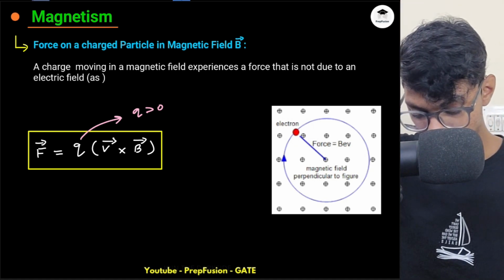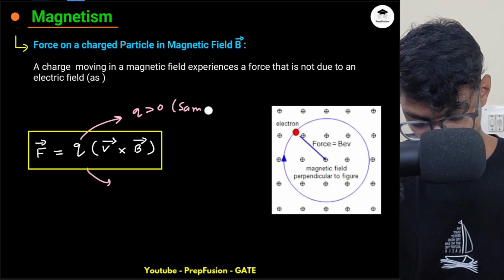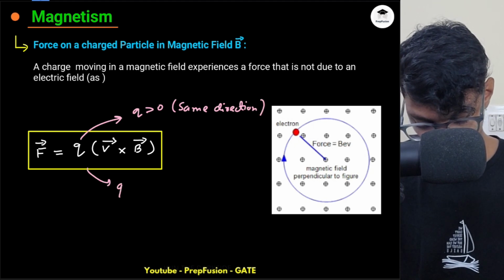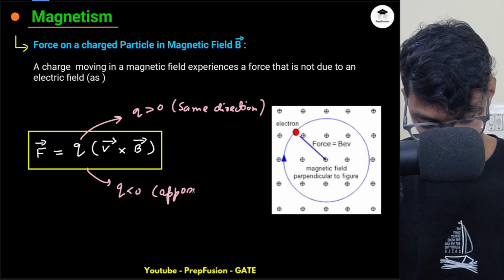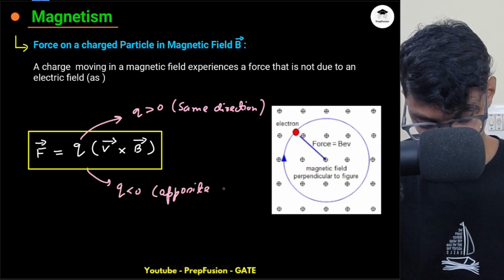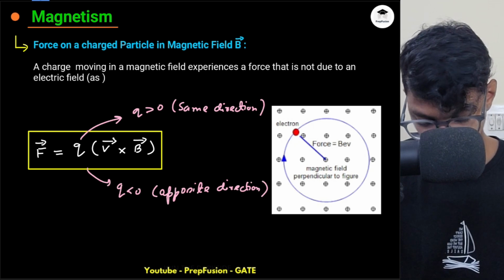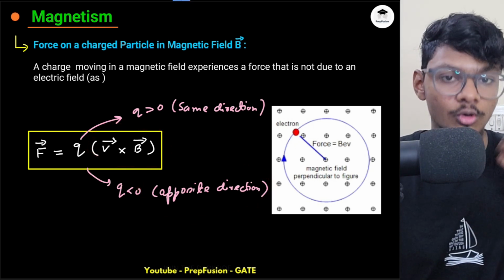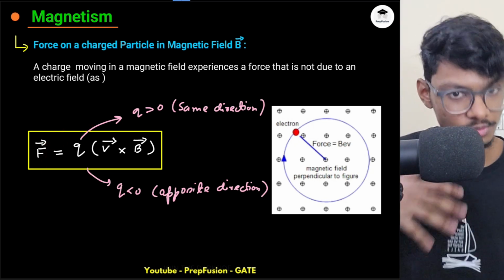And if Q is less than 0, it will be the opposite direction. What does opposite direction mean? Whatever vector I get after doing the cross product of V cross B, it will be the opposite of that, because the negative sign is there.